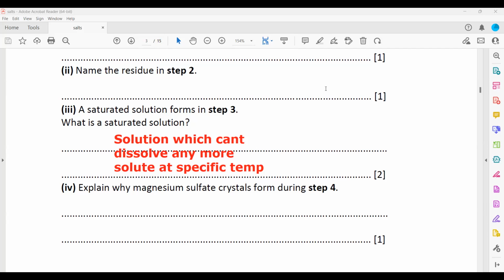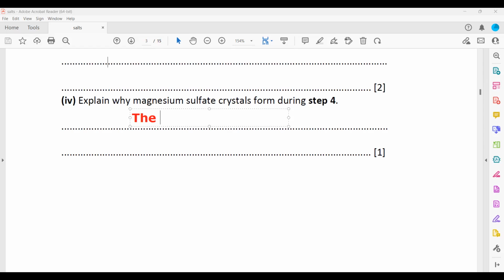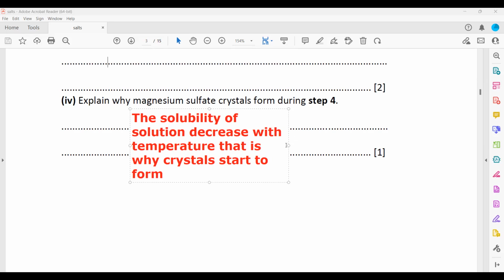Explain why magnesium sulfate crystals are formed during step 4. In step 4, we cool down the solution. When we cool down the solution, the solubility decreases. At high temperature, the solution can dissolve more salt. At low temperature, the amount of salt dissolved in the solution will decrease. That is the reason the crystals start to form. Before that, there will be no crystallization, because a hot solution has higher solubility and can dissolve more salt, so crystals will not appear. But when it cools down, the solubility decreases and it cannot dissolve so much salt. As a result, the crystals will appear.